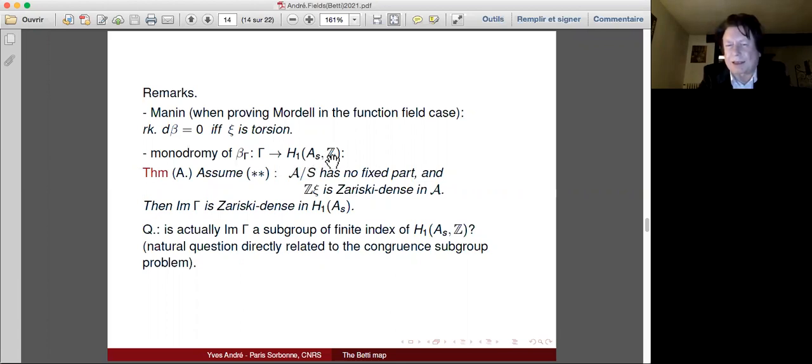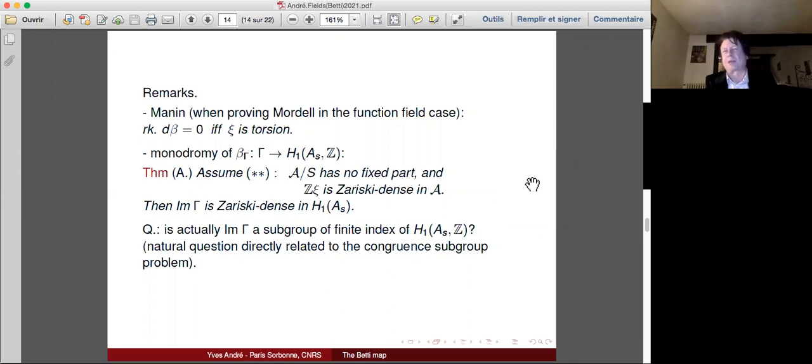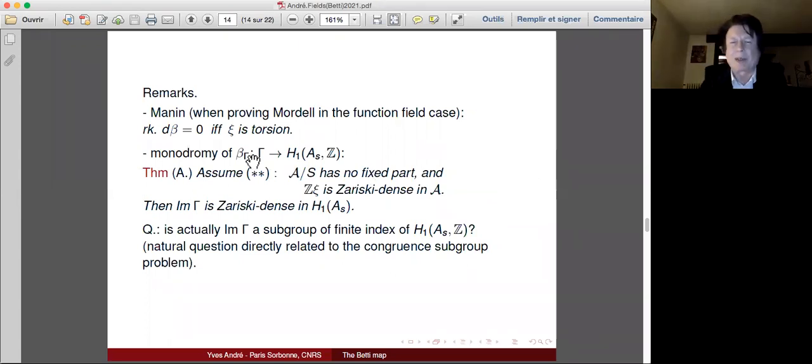Second remark: let us look at the monodromy of this map beta_gamma from gamma to the H_1 of A. Then there is a theorem of mine that if you assume a standard condition, that the abelian scheme has no fixed part, and moreover that the integral multiples of the section are Zariski dense in A, which means essentially that psi is not contained in any proper algebraic subgroup of A, the conclusion is that the image of the monodromy of this map is Zariski dense.